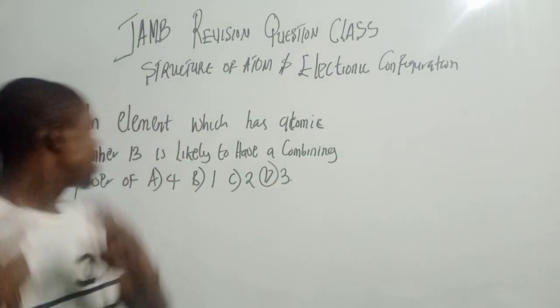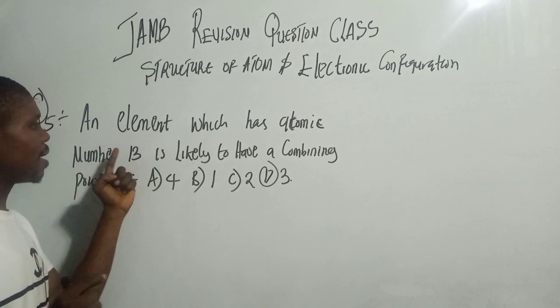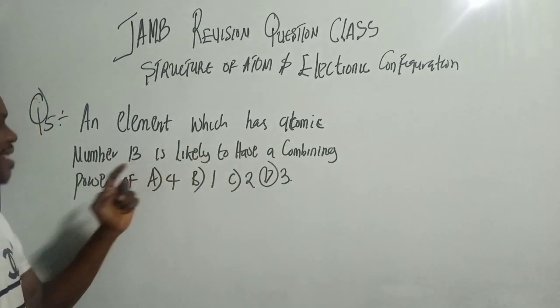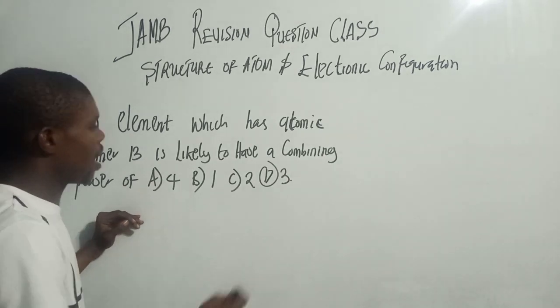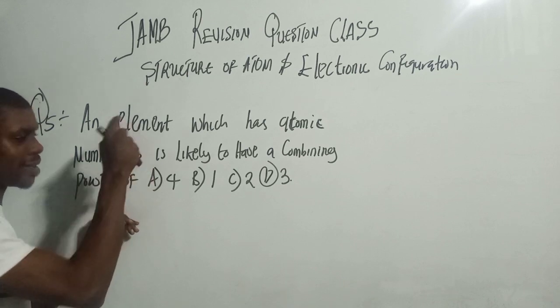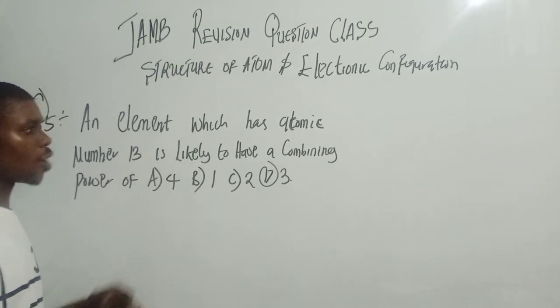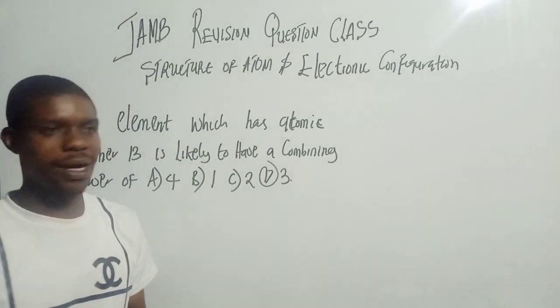So let's look at Question 5. An element which has atomic number of 13 is likely to have a combining power of. So what is the combining power of an element with atomic number of 13? You get? So remember, in an atom, the electron number is also listed as the atomic number. Do you get that?